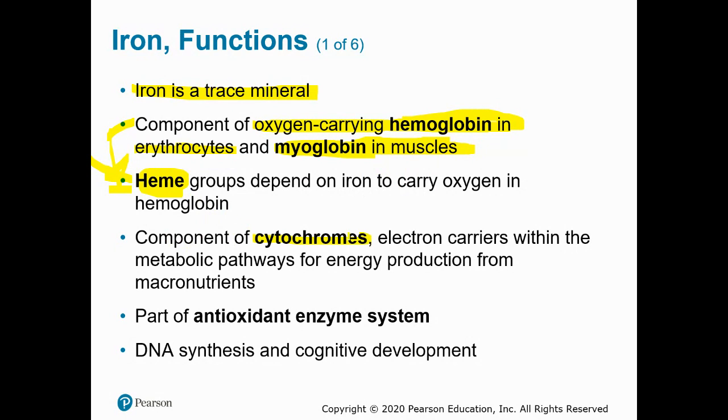Other functions of iron. We didn't really learn this term cytochrome, but when we talked about metabolism, that last phase of metabolism, which is called the electron transport chain, actually involves a lot of cytochrome molecules. And it's the cytochromes that do the transferring of electrons, and therefore the transferring of hydrogens, that allows us to ultimately make ATP. So iron is a critical component of those cytochromes. That means iron is critical for that last step of energy production from the macronutrients. And then iron also supports some of our antioxidant enzyme systems. Remember in the antioxidant lecture, we learned that there are various enzyme systems that support antioxidation. Iron is critical for some of those. And iron is also important for DNA synthesis and cognitive development. So, pretty critical functions here for iron.